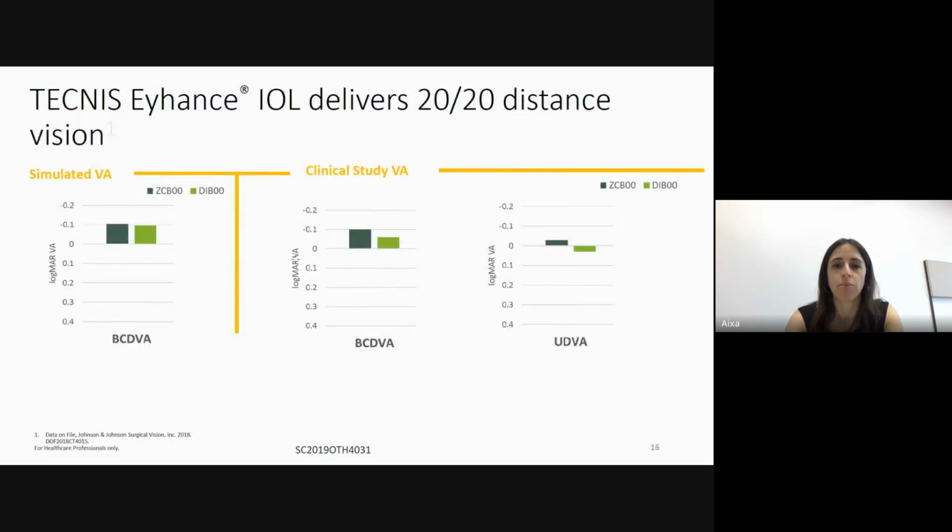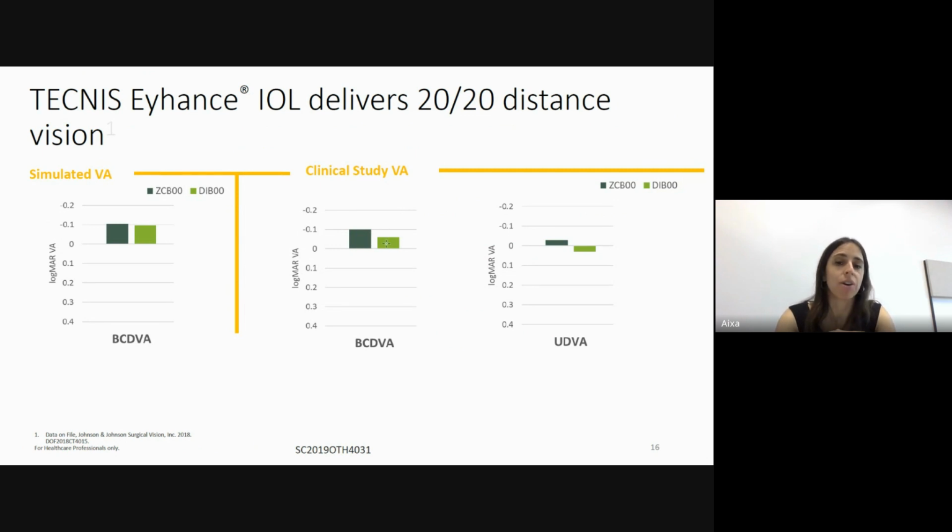But also using the more complex metrics that I presented before, the area under the MTF or the WTF, we can predict how the visual acuity is going to be. On the left, you have what we predicted. It was the same visual acuity for both designs. And on the right, you can see what we measured in the clinical study, with a very small difference.